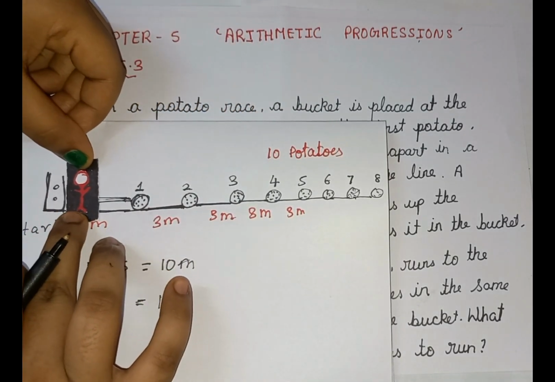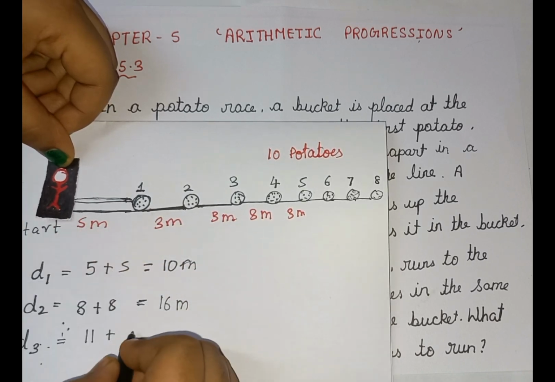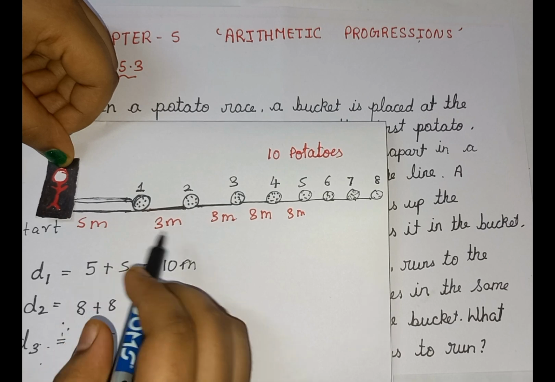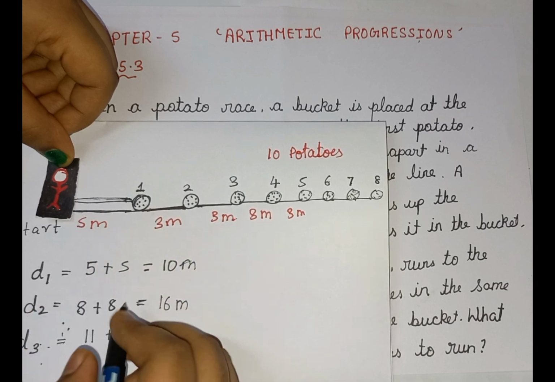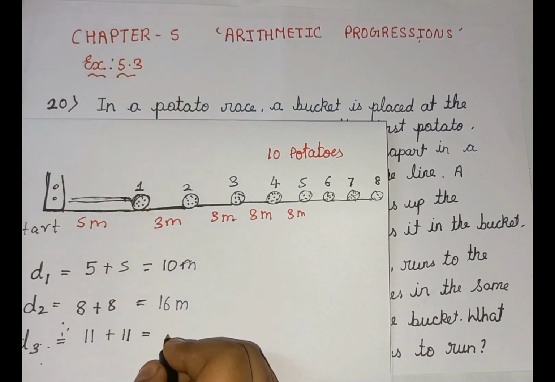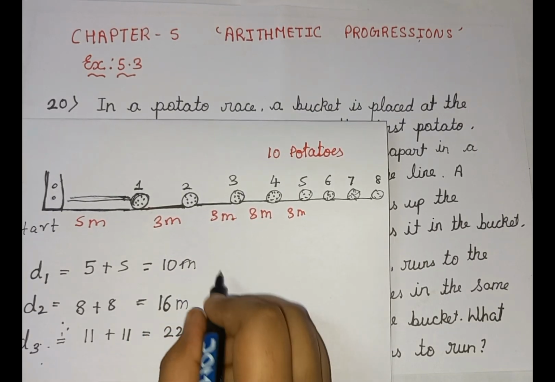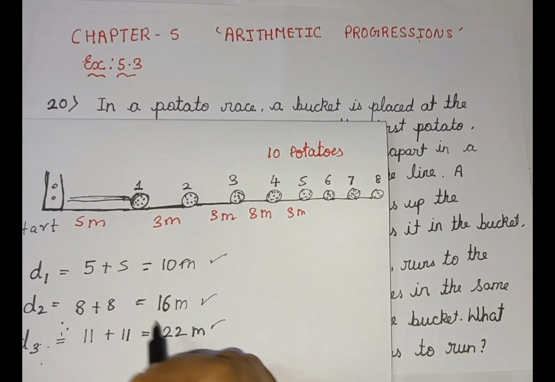To drop the third potato inside the bucket. So now when he is coming back like this, the distance is 11. Why? Because 3 plus 5, that is 11. So now we are supposed to add 11 plus 11, that is 22. So 22 meter. Okay, so now we can actually form an AP, isn't it?